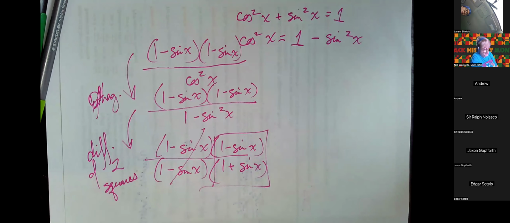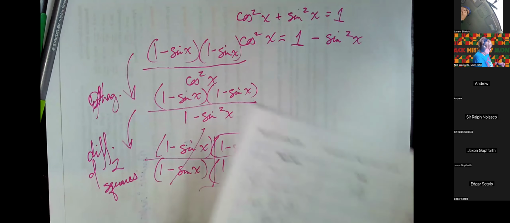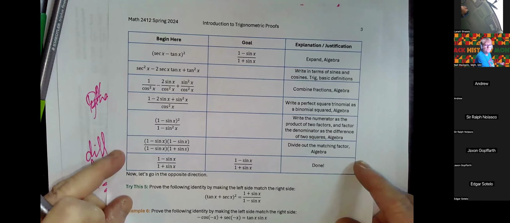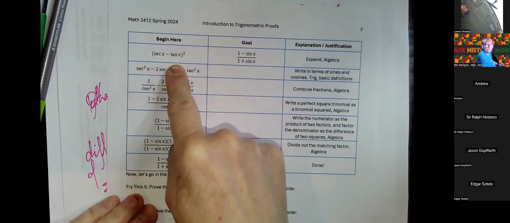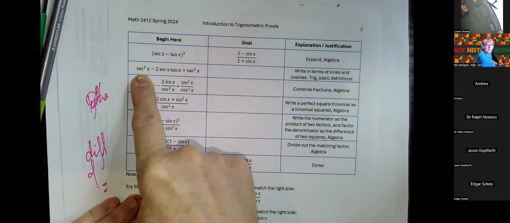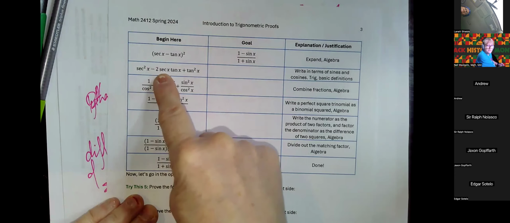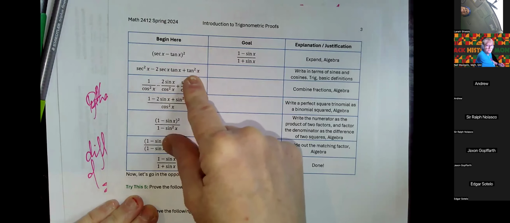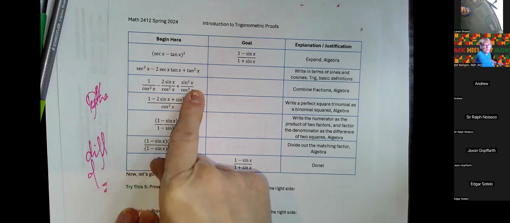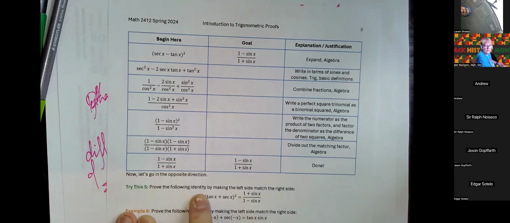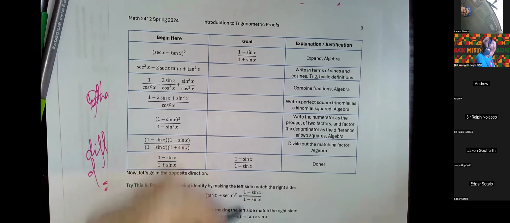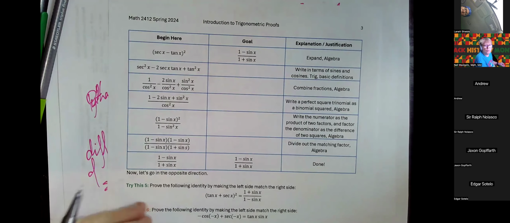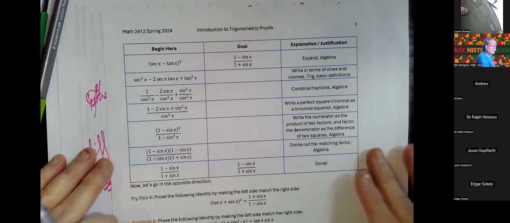And I want you to notice something. The proof that I wrote up, I squared first. So I had secant squared x minus 2 secant x tangent x plus tangent squared x. And then I put everything in terms of sines and cosines and got to the answer. So there are loads of correct ways to go from A to B. This was a longer way than what we did over here. But they're both okay.